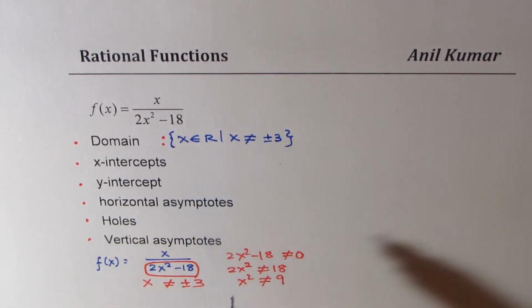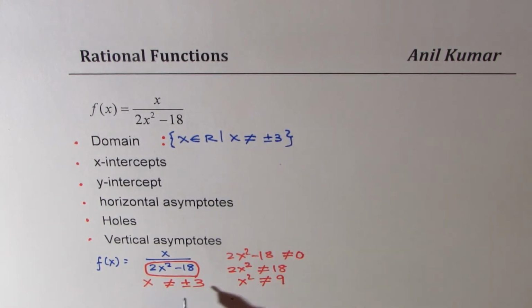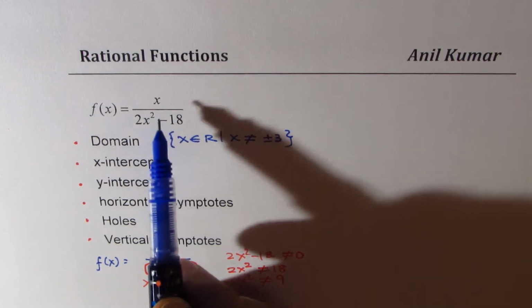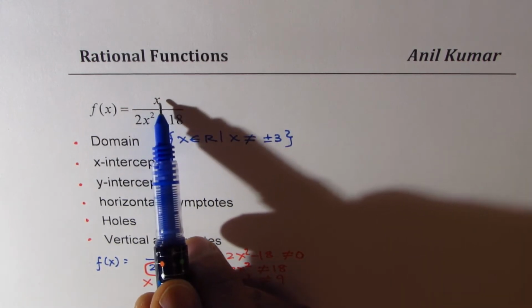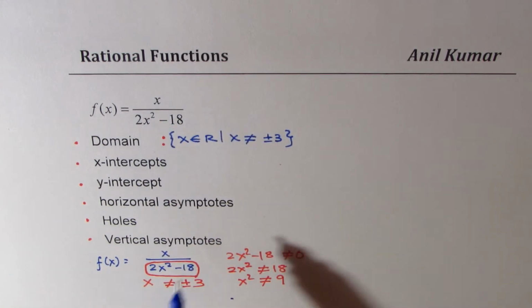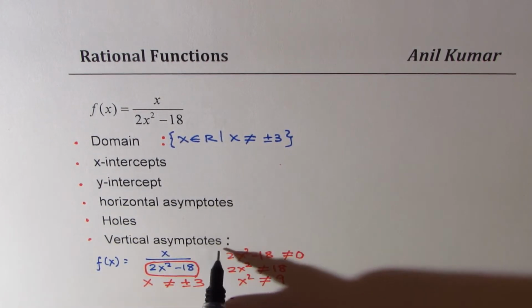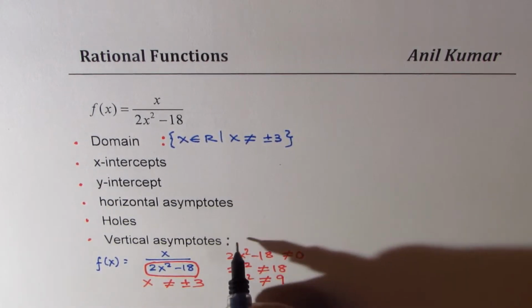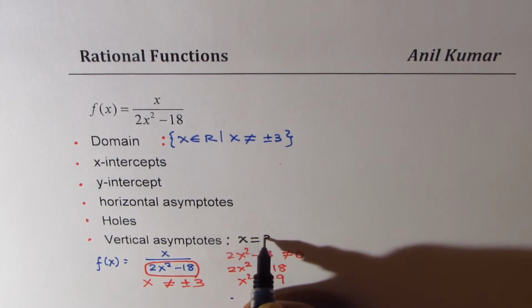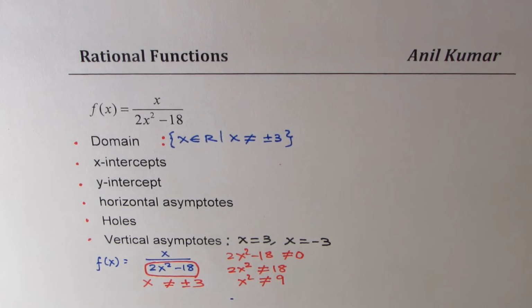Now both these points, plus minus 3, could lead to discontinuities, right? So that means there are discontinuities. Here we do not have a factor x plus 3 or x minus 3 in the numerator, so we could straight away write that this discontinuity is a vertical asymptote whose equation is x equals 3 or x equals minus 3. Do you get the relation?